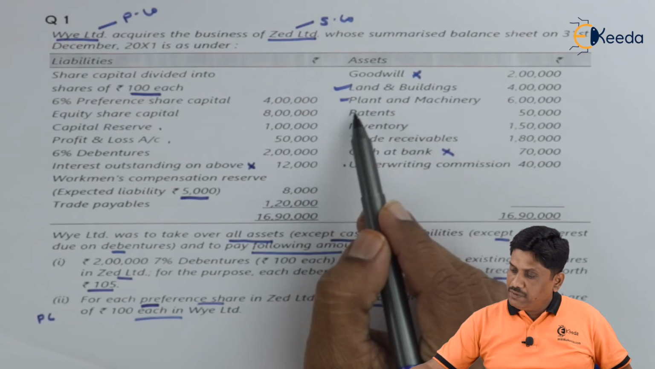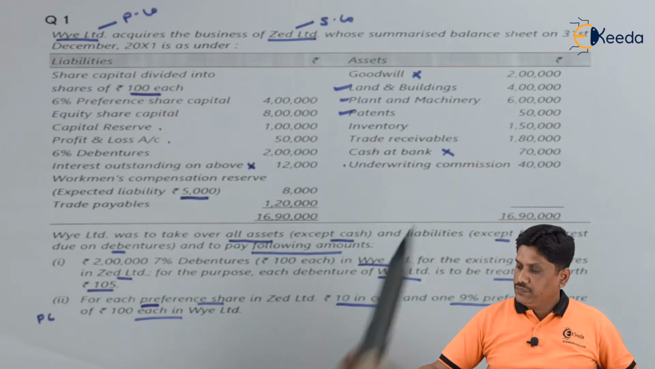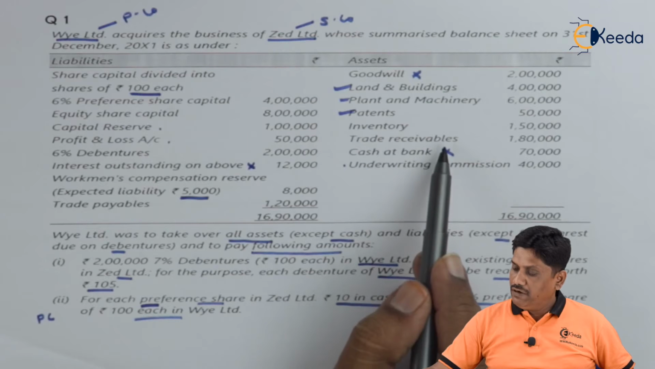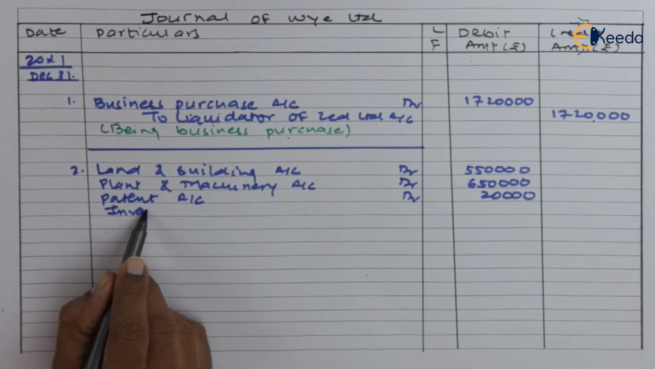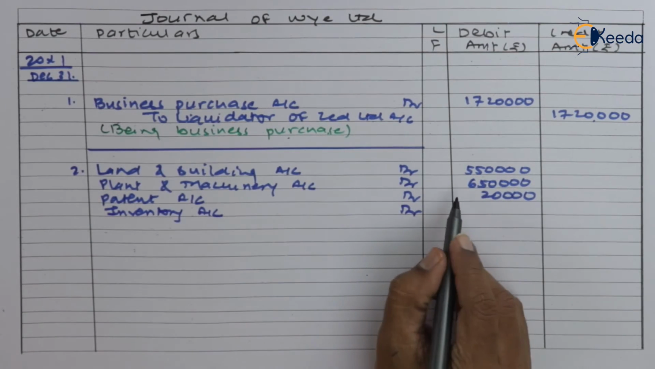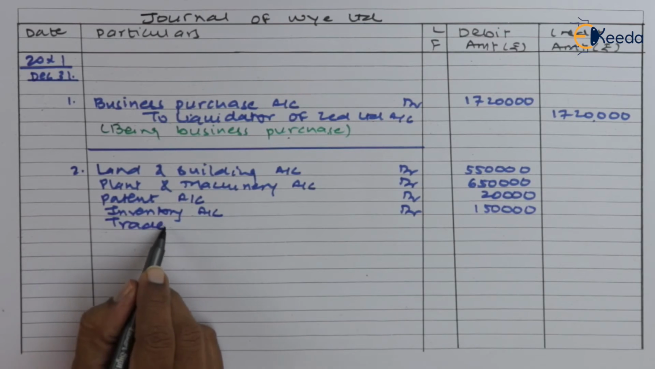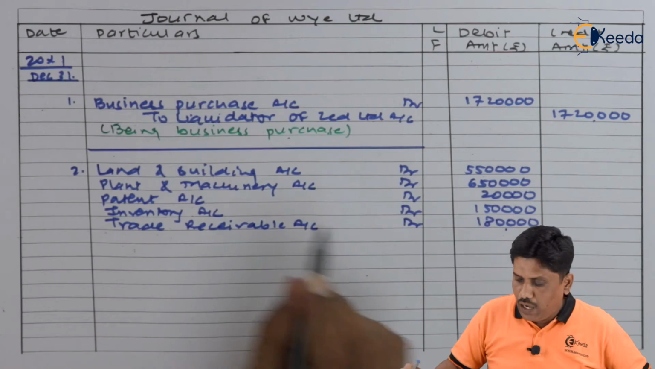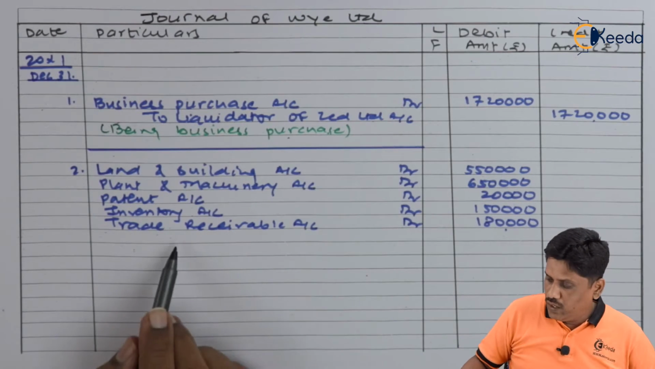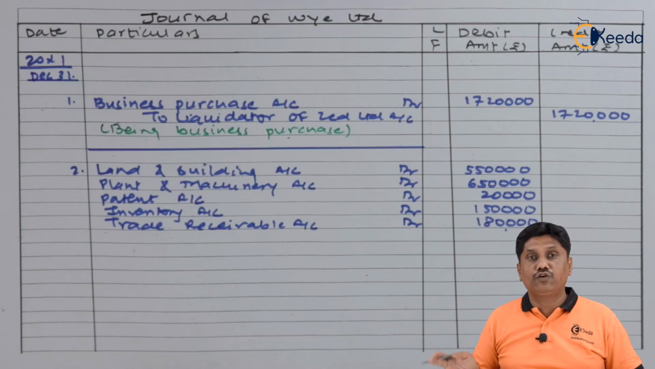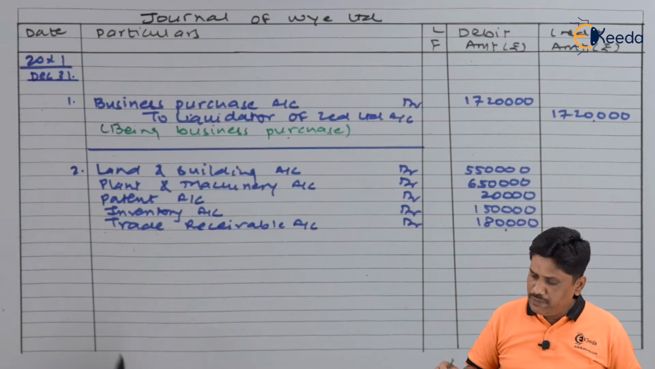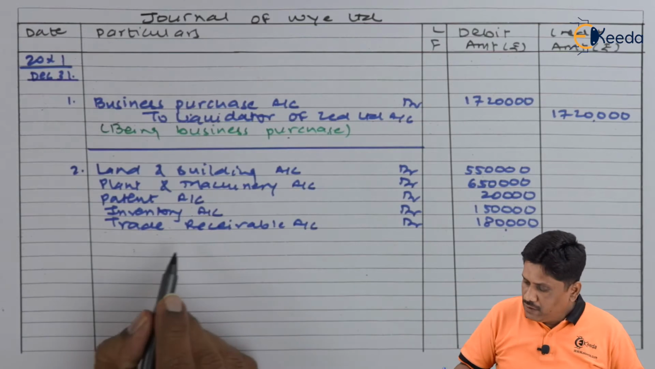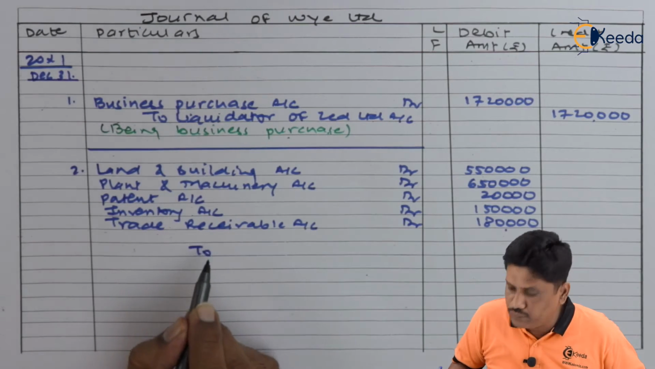Land and building, plant and machinery, patents recorded. Now I will debit inventory account, I will debit trade receivable account. I have recorded assets taken over. One line I am keeping blank so that I can record goodwill or capital reserve as the case may be. So one line I am keeping blank and then I am writing 2.